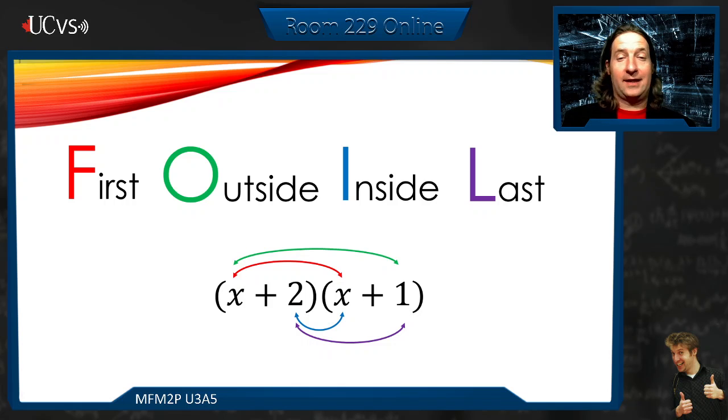We're foiling. If a math teacher ever tells you to FOIL something, it means to expand it in this way. Remember, we had 4 different multiplications, 4 different letters. So first, outside, inside, last. Then we add them all together and simplify.